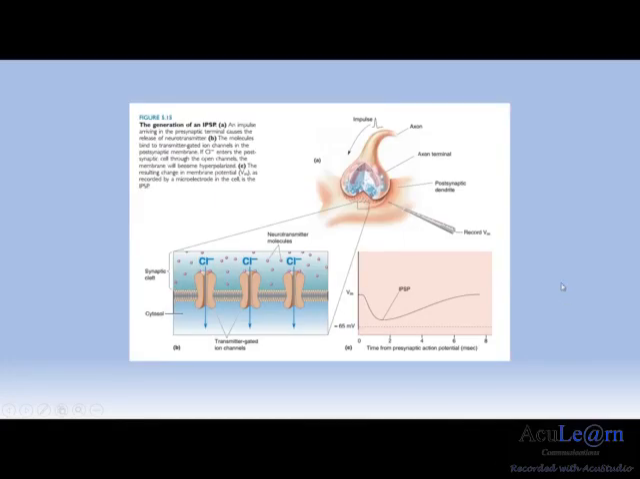For the other figure, the reverse occurs, and chloride ions enter instead, leading to hyperpolarization of the membrane potential, giving rise to an inhibitory postsynaptic potential, IPSP. IPSPs are caused by the activation of glycine-gated or GABA-gated ion channels.